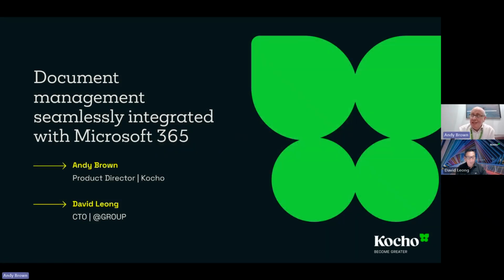My name's Andy Brown. I'm the product director here at Cocho. I look after all of our technical product strategy, go-to-market, technical pre-sales, bid management, a few other bits and pieces as part of the overall sales function here at Cocho.